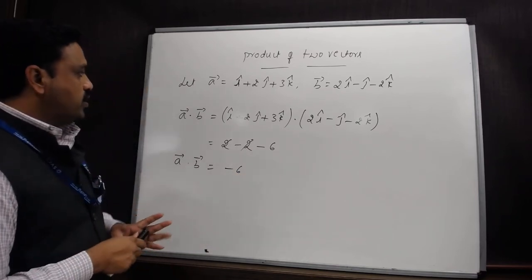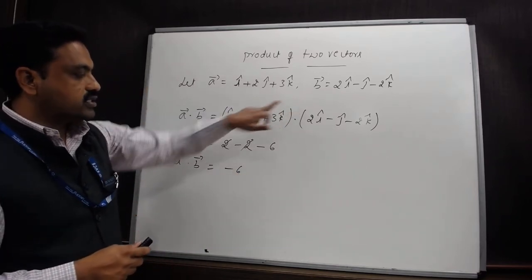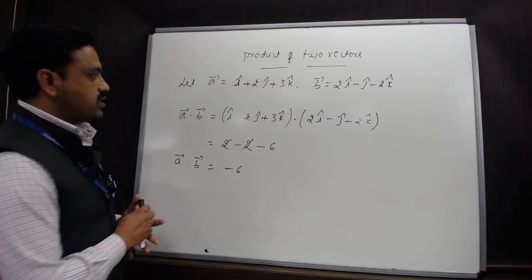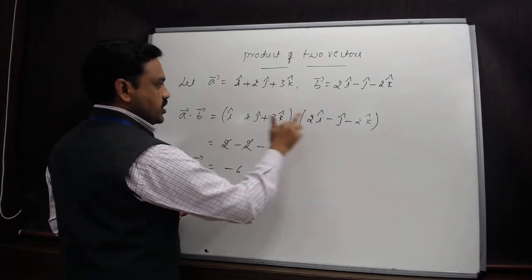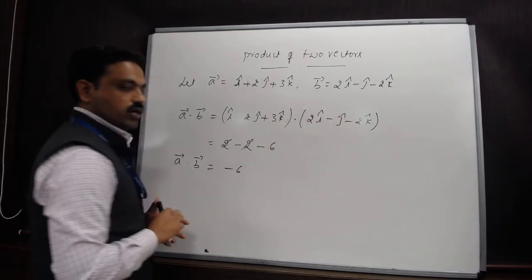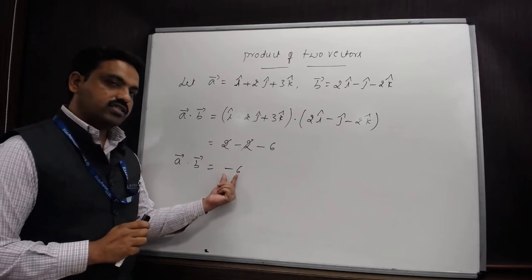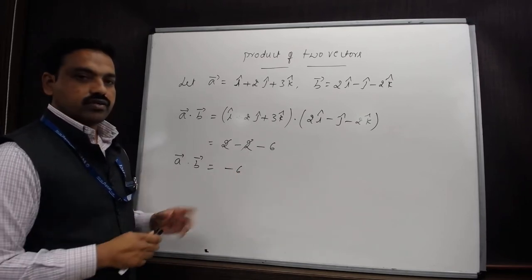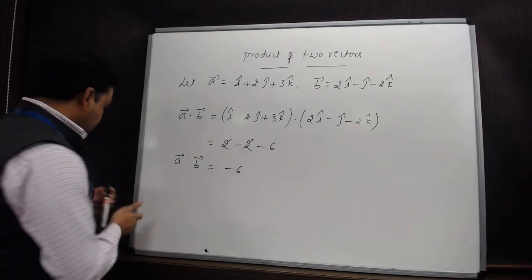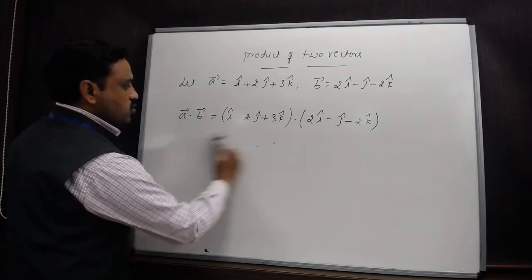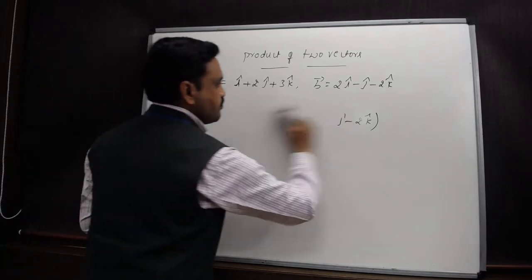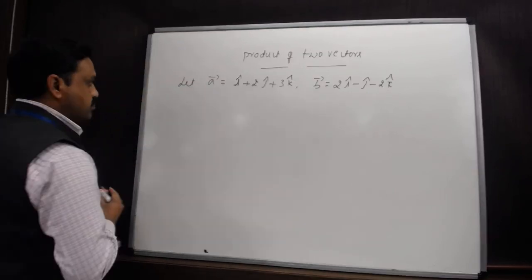Just observe here, dot product of two vectors becomes a scalar. Means here i dot i becomes 1, j dot j becomes 1, and k dot k becomes 1. So the final answer, always in the dot product you will get a scalar only, no i j k comes. Whereas in a cross product, how to calculate the cross product of two vectors? Same example I will explain.